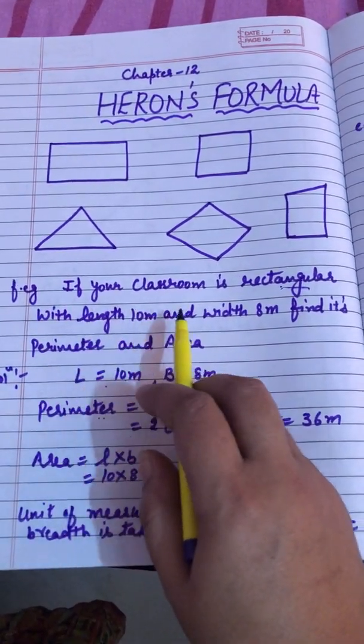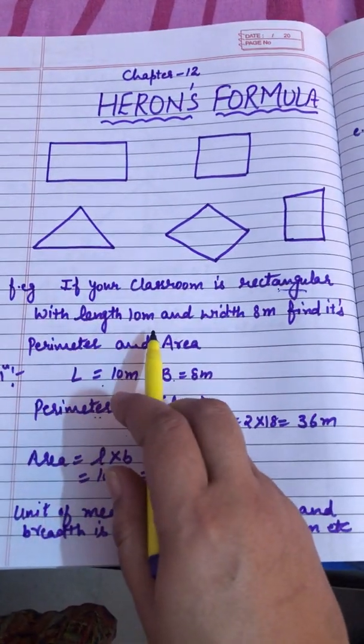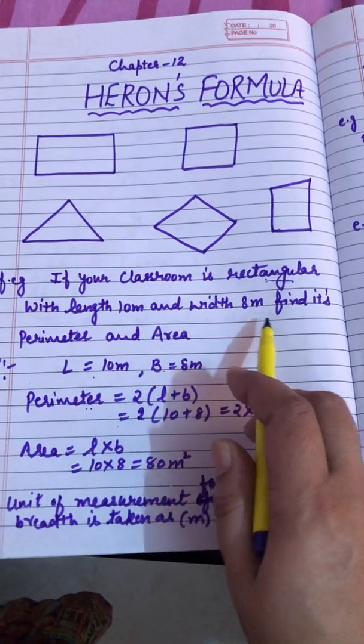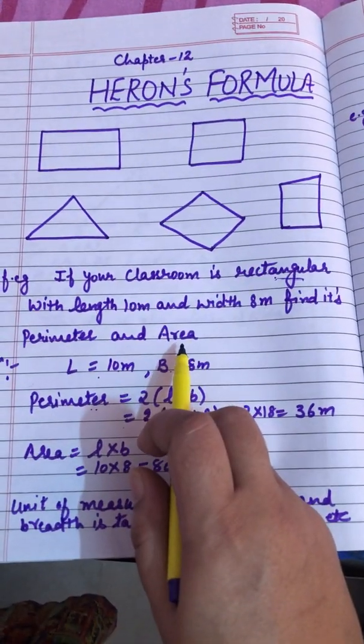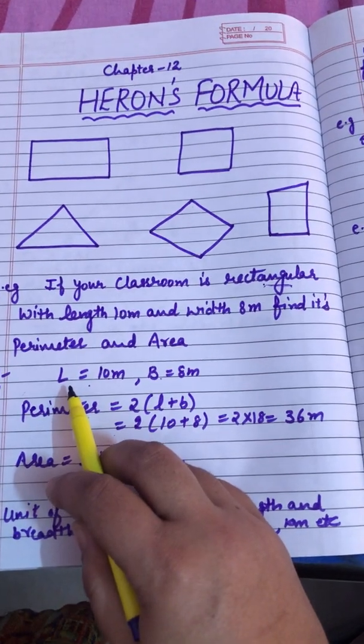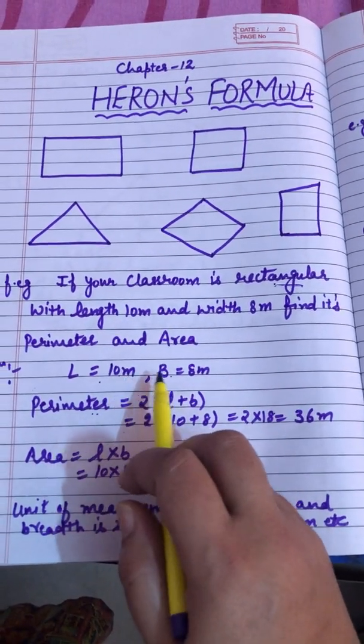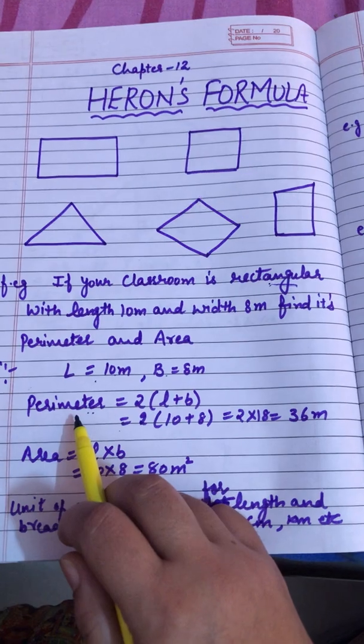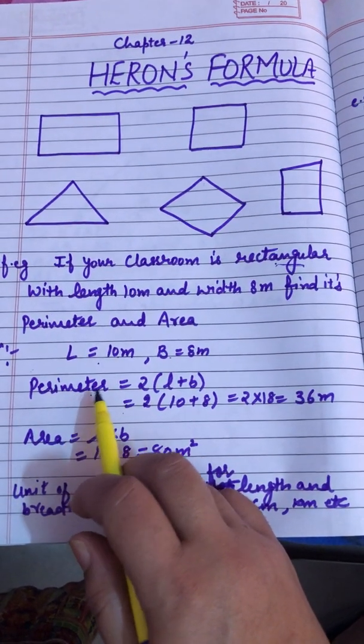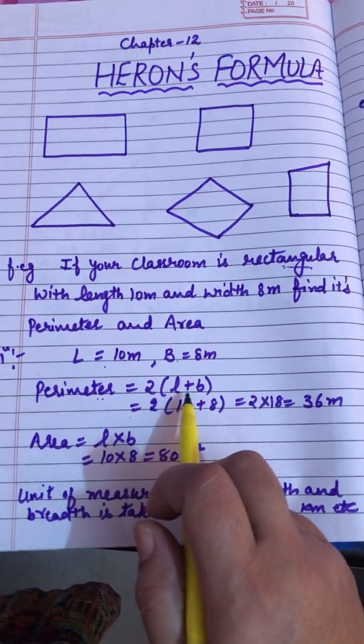For example, if your classroom is rectangular with length 10 meter and width 8 meter, then what will be its perimeter and area? So let us recall. Here you can see length is 10 meter and breadth is 8 meter. So let us recall what is the perimeter of rectangle. Its formula is 2 into (L plus B).